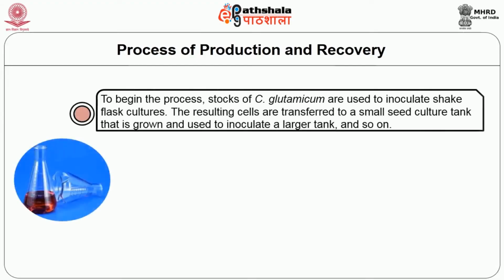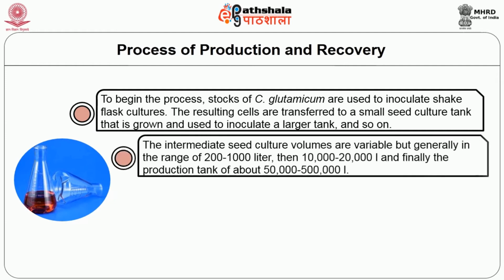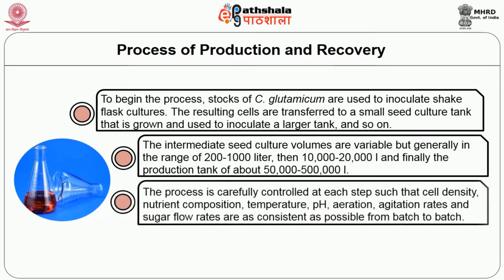To begin the process, stocks of Corynebacterium glutamicum are used to inoculate the shake flask cultures. The resulting cells are transferred to a small seed culture tank that's grown and used to inoculate a larger tank, and so on. The intermediate seed culture volumes are variable, generally in the range of 200 to 1000 liters, then 10,000 to 20,000 liters, and finally 50,000 to 5 lakh liters. The process is carefully controlled at each step such that cell density, nutrient composition, temperature, pH, aeration, agitation rates and sugar flow rates are as consistent as possible from batch to batch.